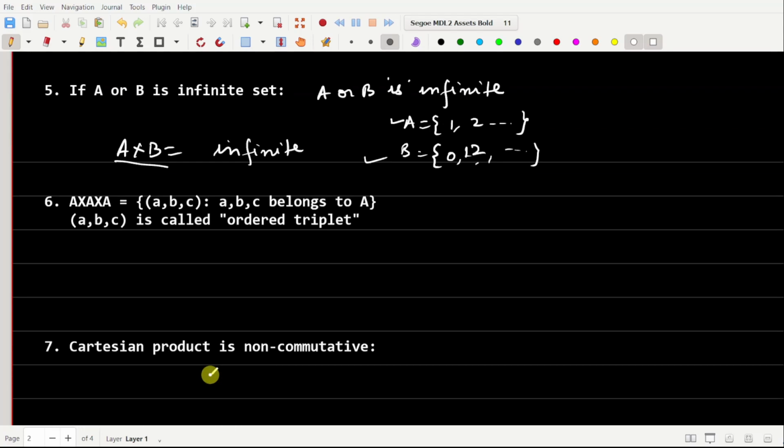Now we have one more term called ordered triplet. What is an ordered triplet? If I have got A cross A cross A, this type of Cartesian product, so I have got (a, b, c), where a, b, c everything belongs to A. In that case, (a, b, c) will be known as the ordered triplet. So it is just a term we should know. Somewhere in an example, if it is written that my ordered triplet is (a, b, c), then we should know that all three a, b, c belong to A, right?